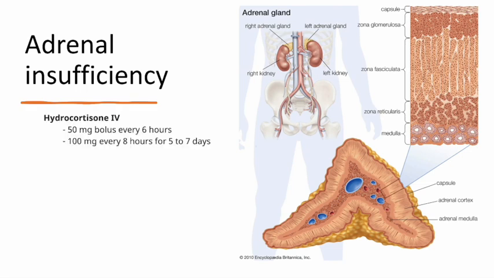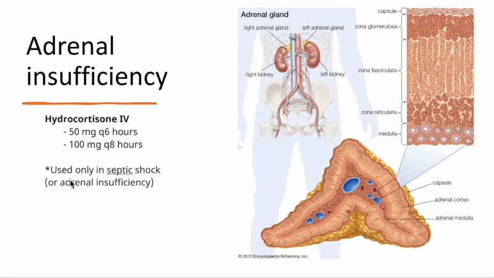And the dosing we use is either hydrocortisone IV, 50 milligrams Q6 or 100 milligrams Q8 for 5 to 7 days. And stress dose steroids are only used in septic shock, not for other forms of shock. And there's no clear guidelines on when to start stress dose steroids. So generally, once patients with septic shock are on one or more pressors, stress dose steroids are started. Other times stress dose steroids are used are in patients with known adrenal insufficiency.